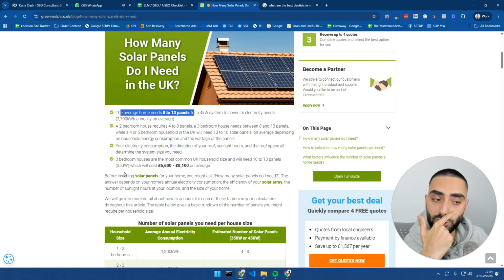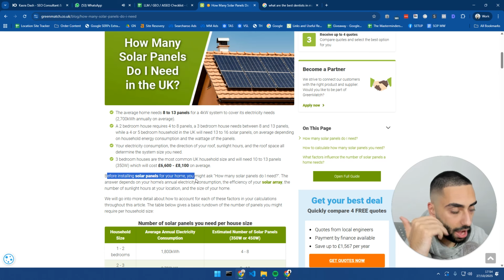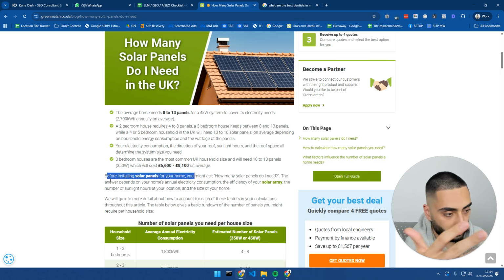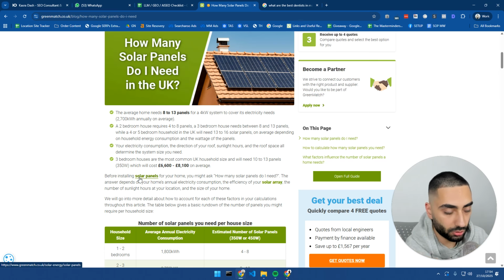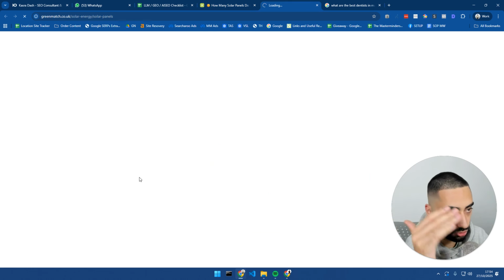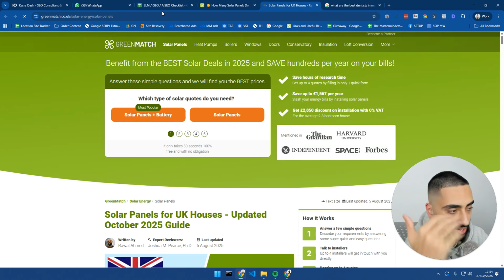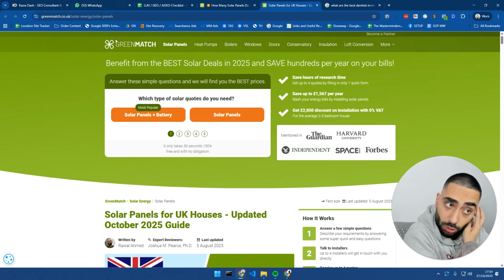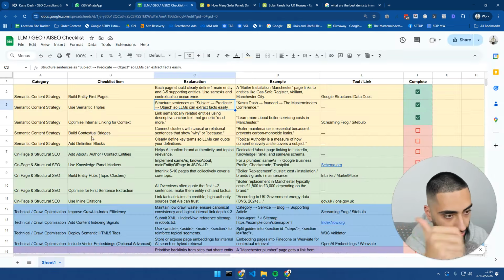The other thing that I wanted to show you guys is how well they have internally linked. So, for example, before installing solar panels, boom, it is linking to their solar panels page. This is what you would want to do. If you do want to check out their website, it is called greenmatch.co.uk. They're actually doing a fairly decent job with their SEO campaign.